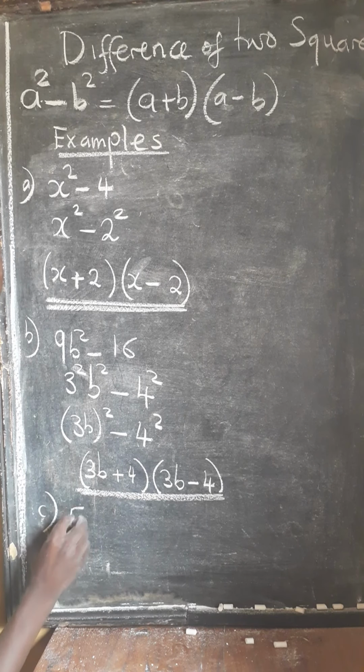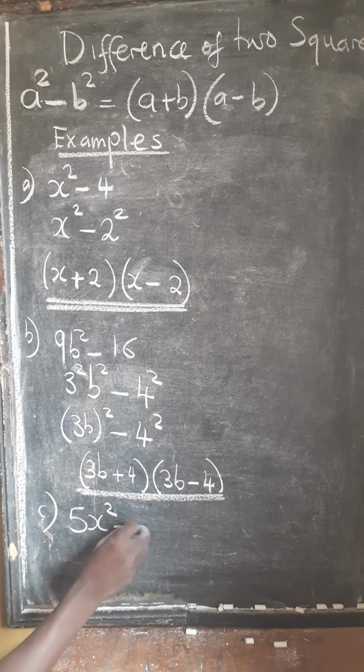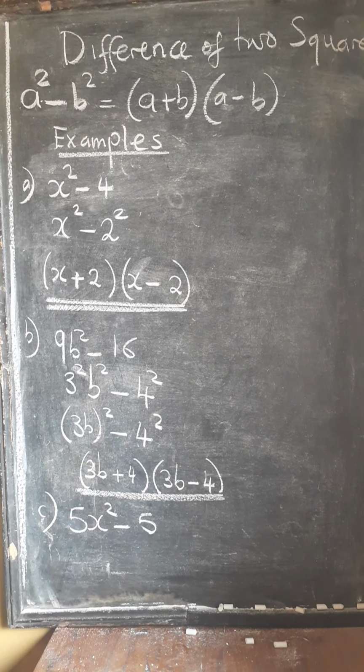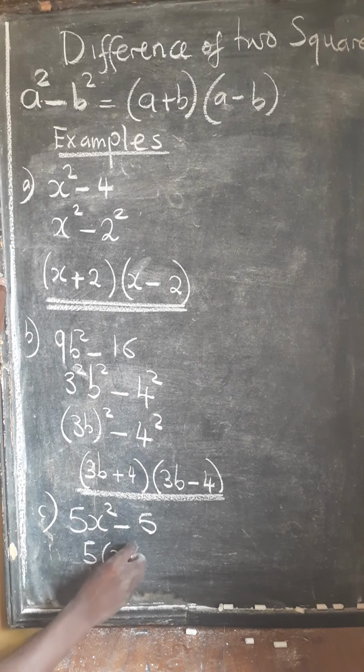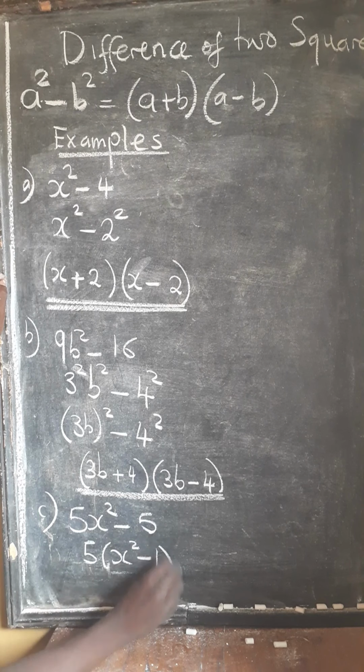C. 5x squared minus 5. Oh, how do we do this one? Alright? So, when you look at this one, 5 is common, so we need first to factorize the 5 which is common. We factorize 5 which is common here. I'm going to remain with x squared minus 1.